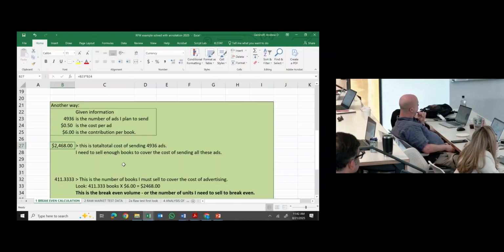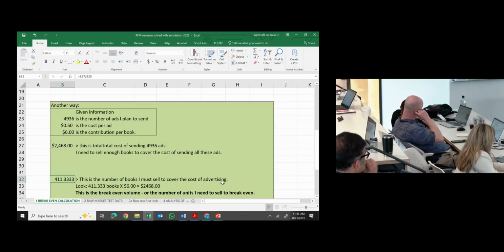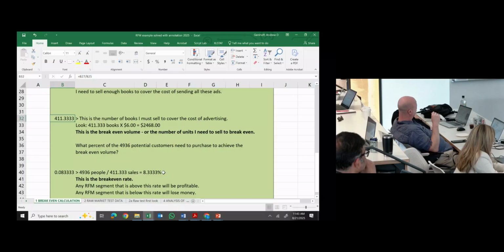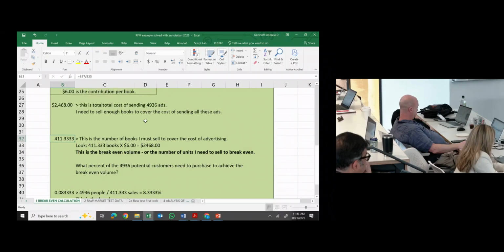So how many $6 books do I need to sell? 411. So I would call this the break-even volume, the number of books that I need to sell. Then if I want to think about this in terms of percentage, I just divide the 411 books by the 4,936, and that gets me the percentage that I need to sell, 8.3%. So you can solve it any way you want, just a variety of different approaches to thinking about how do I get the break-even volume and the break-even rate.